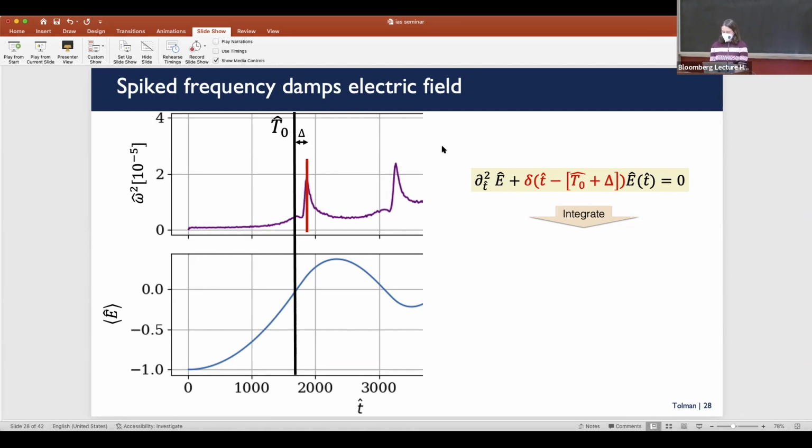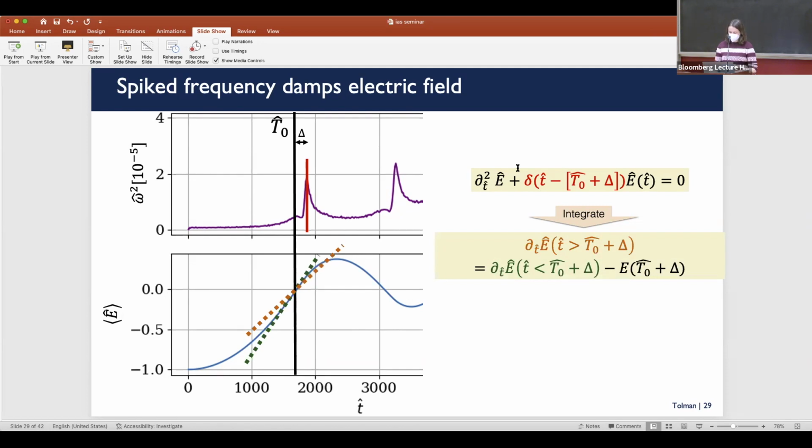So to see how the electric field behaves, we can integrate this equation. Right. And if you integrate this equation, you find what is given in the second yellow box.